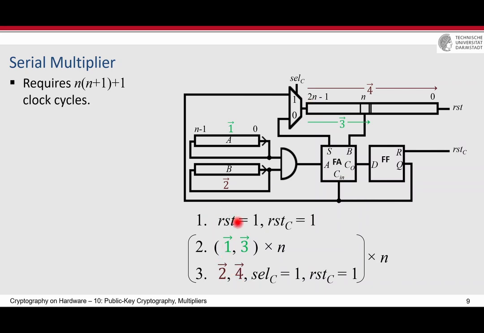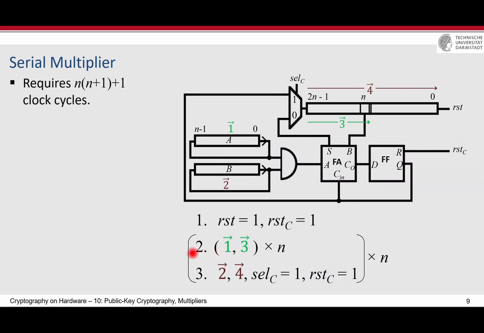In the first clock cycle, the reset is 1 and reset C is 1. What does it mean? Here, the output register should be completely cleared, and this flip-flop, which also stores the carry, should be cleared as well. And of course, at the same time, we load the given input to A and B in a parallel way.